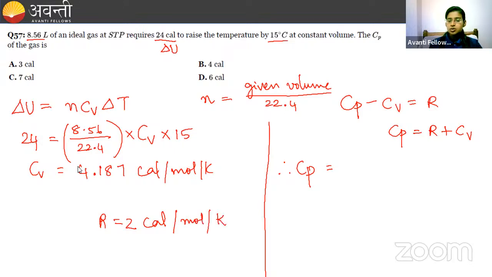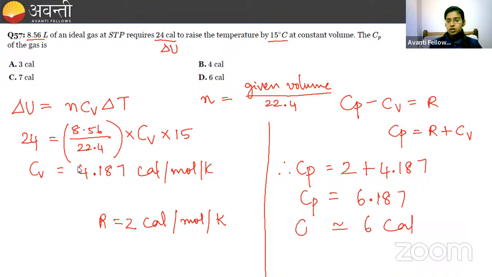So we can substitute 2 here and the CV value is 4.187, which is equal to 6.187, and it is approximately written as 6 calorie per mole. So the correct answer is option D. The approximate value is 6 and that is the correct answer.